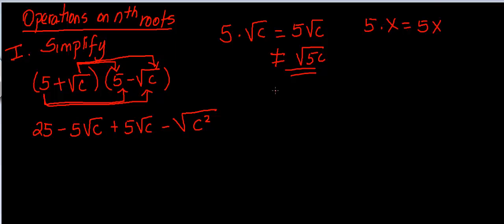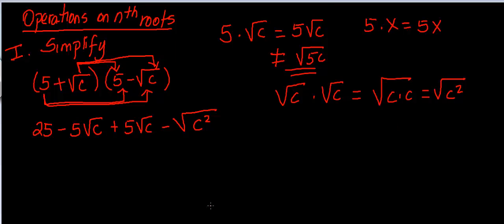Okay? Now, if I multiply square root of c times square root of c, I have two radicals. Well, this is the product property. I can join them inside the same radical and get c squared. Okay, and that's what happened here. Be careful with this. Okay, so let's get back to our multiplication here.